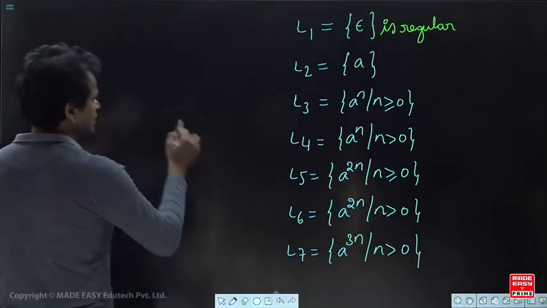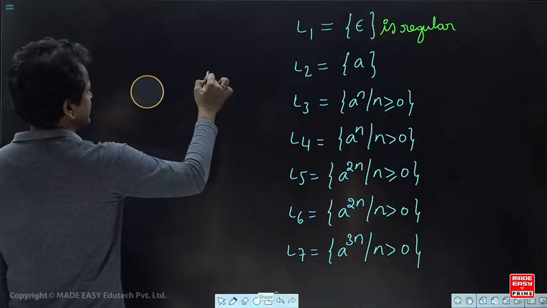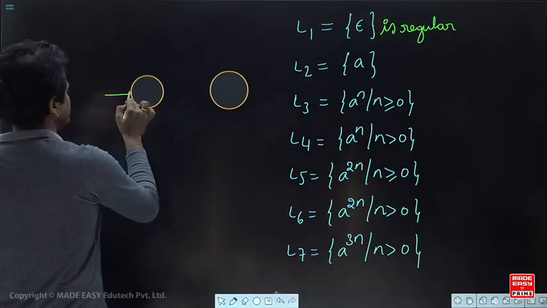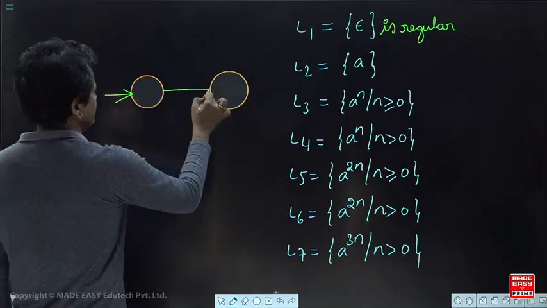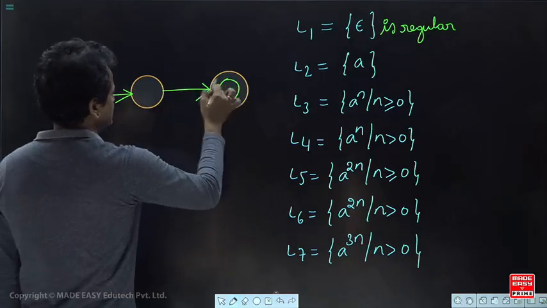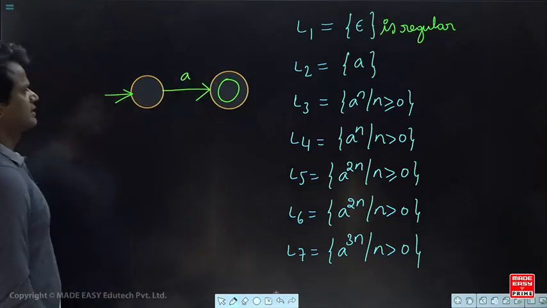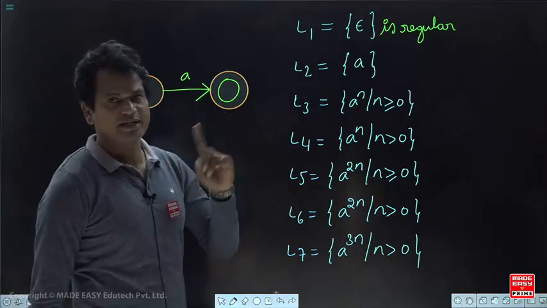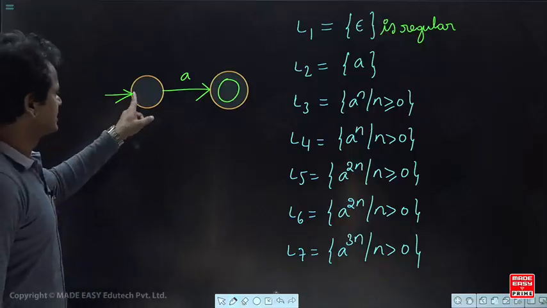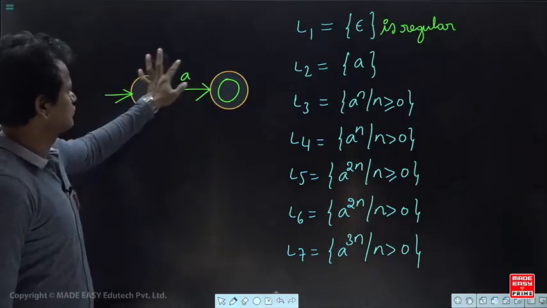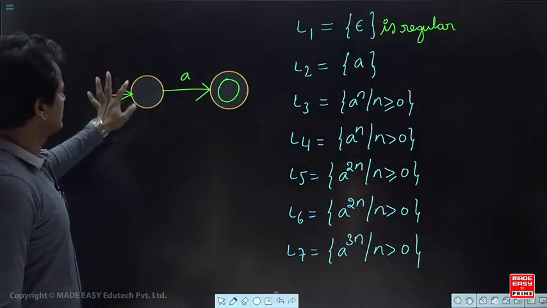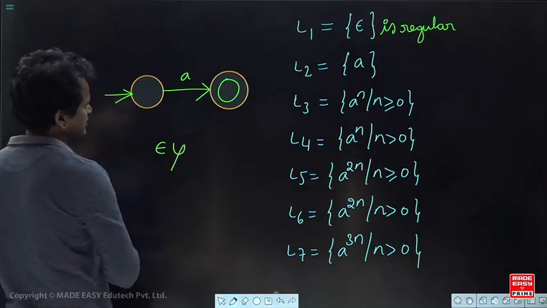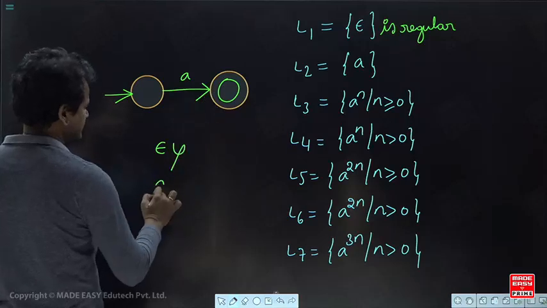Yes, of course. How? You take the initial state and from the initial state go to the final state on input a. Are you following? Guys, look at this one. This machine is not accepting epsilon because there is no null move to go to the final state, and moreover the initial state is not a final state.